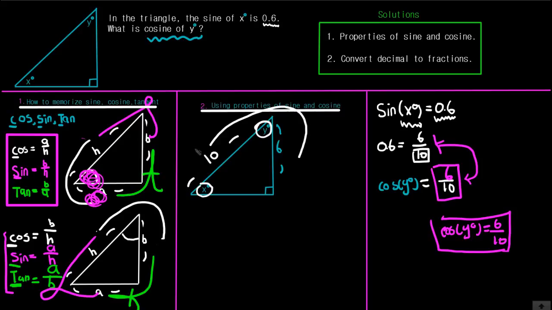And also the thing that we need to remember is that we used a property of sine and cosine, but we had to convert 0.6 into a fraction. The reason is that we need to find the values of the sides in order to use the properties of trigonometric functions. But if it's just a decimal, it's hard to find the sides. So that's why we converted it into a fraction.